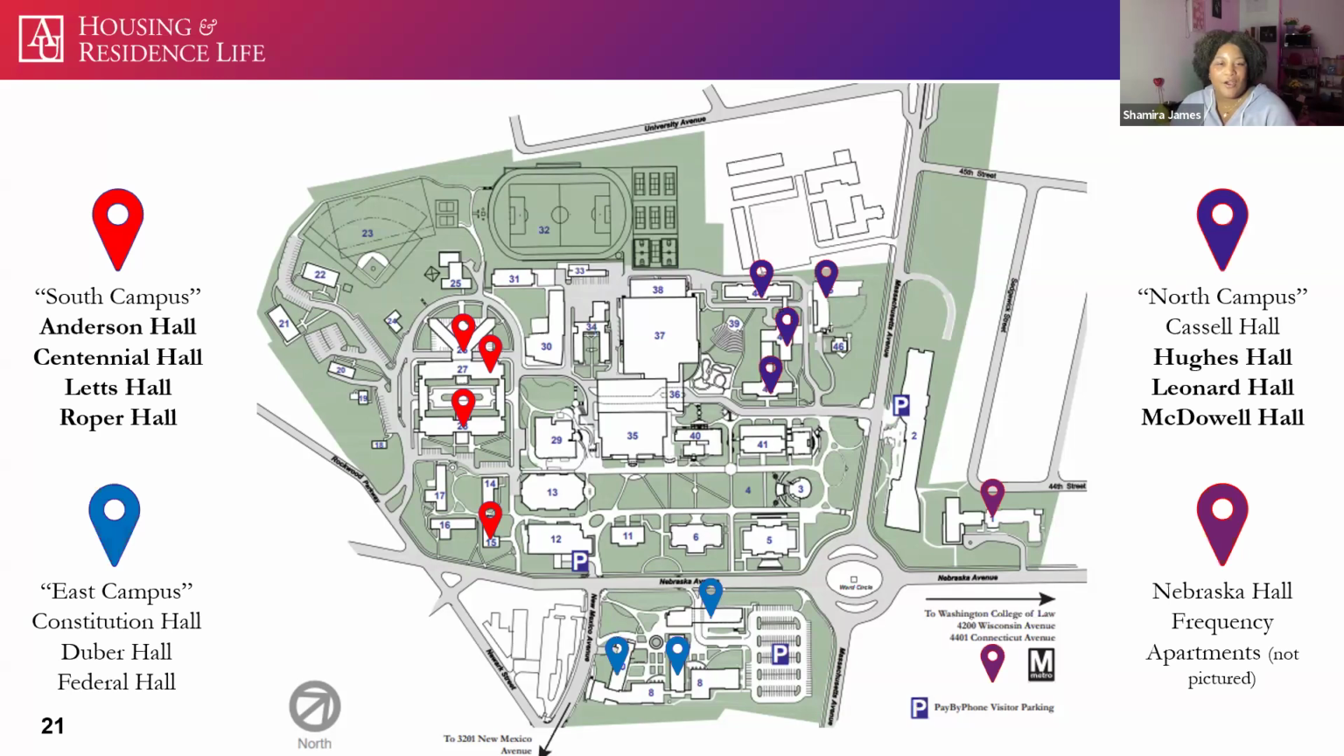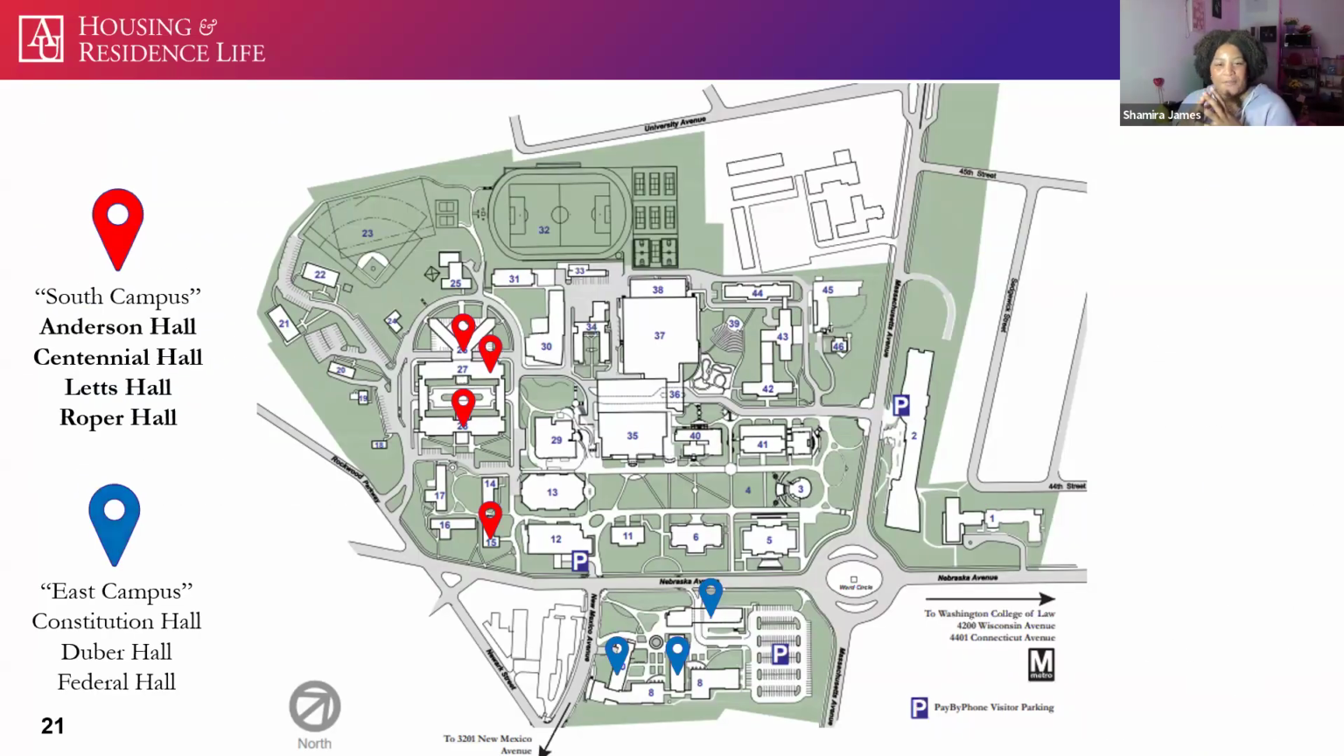Anderson, Centennial, and Letts are connected all together, so it's like one big building, even though they all are separate. And Anderson, fun fact, is where our office is located. So Anderson residents have a fast pass to our office whenever they need any type of questions answered. Following that will be East Campus. Unfortunately, East Campus is not available your first year, but it will be available for your second year.